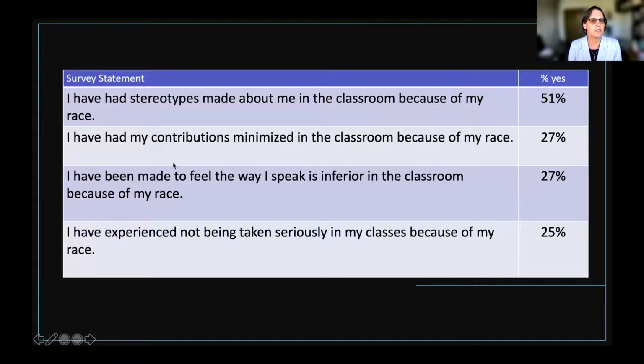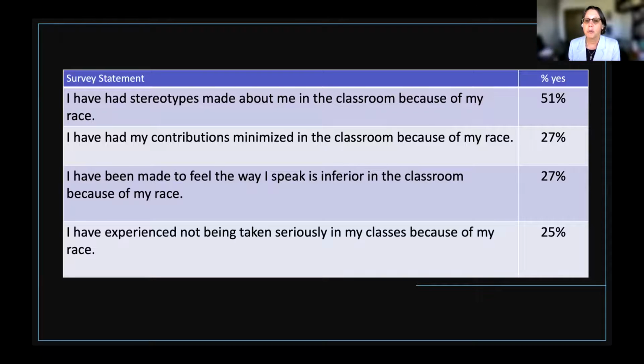And then some other questions that we asked: I had my contributions minimized in the classroom because of my race. 27% of the respondents. I have been made to feel the way I speak is inferior in the classroom because of my race. Also 27% of the survey respondents. And I have experienced not being taken seriously in class because of my race, 25%. So a lot of students of color feel that the classroom is a space where they aren't taken seriously, their ideas are dismissed, and they associate it with who they are.